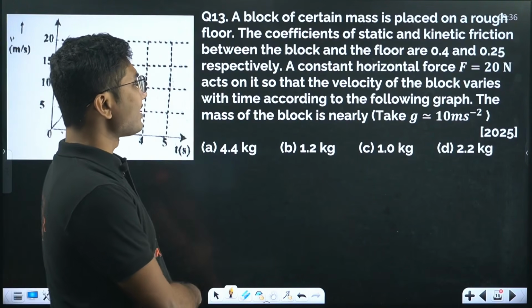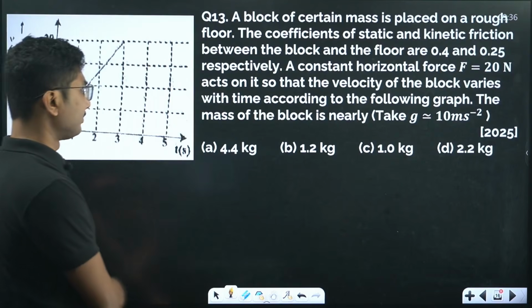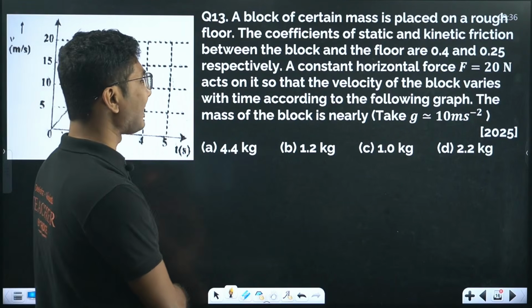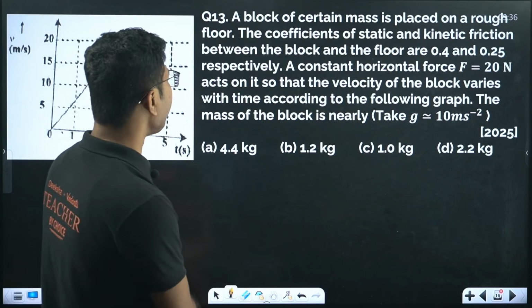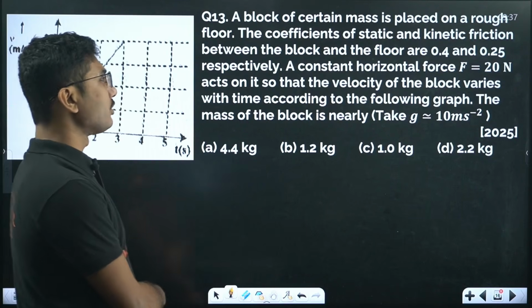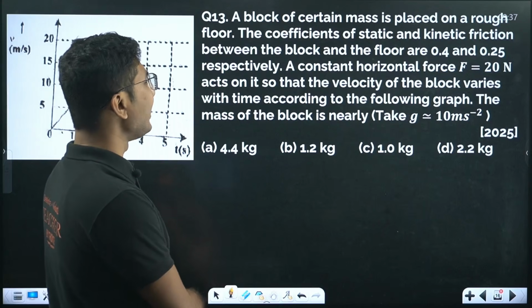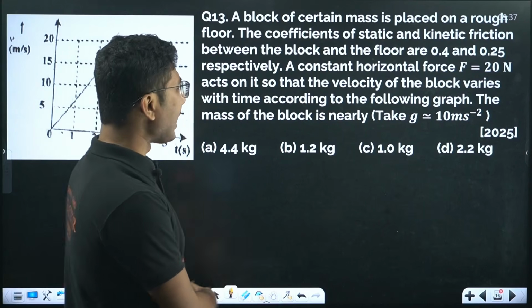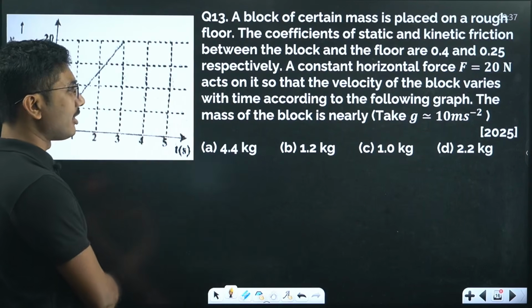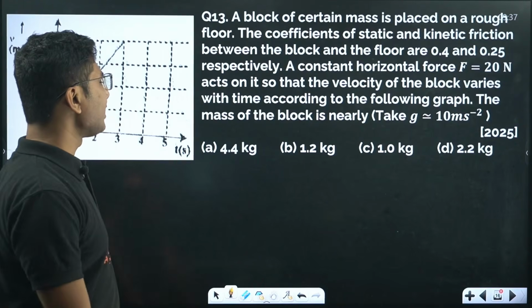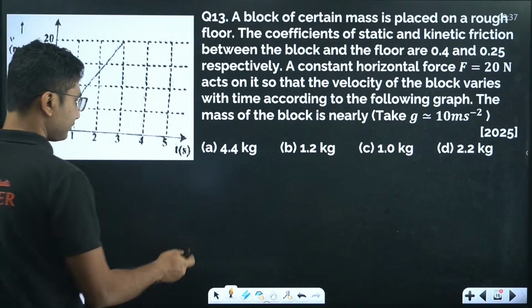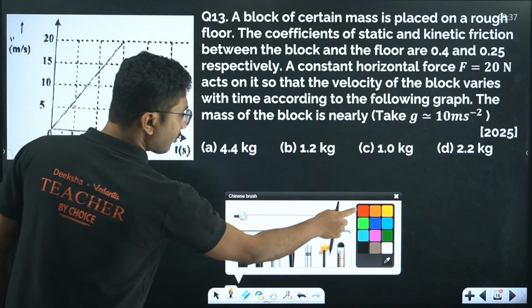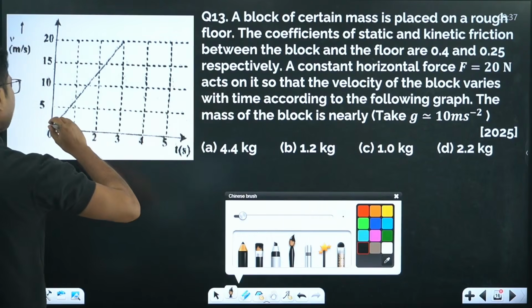A block of certain mass is placed on a rough floor. The coefficients of static and kinetic friction between the block and the floor are 0.4 and 0.25 respectively. A constant horizontal force of F equal to 20 Newton acts on it, so that the velocity of the block varies with time according to the following graph. The mass of the block is nearly, take g as 10. So here a velocity-time graph is given. Okay, so if you see this graph properly, a velocity-time graph is given.